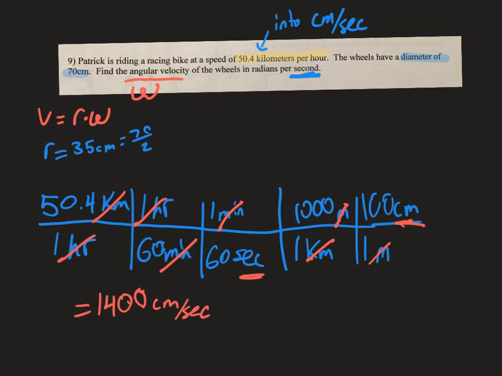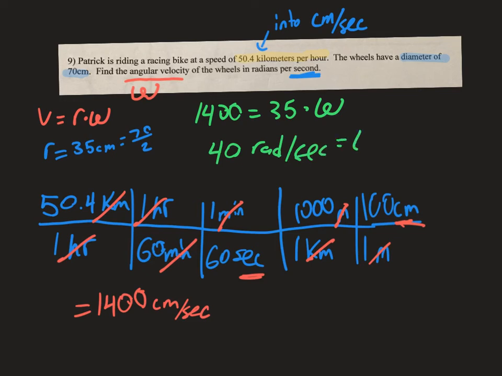Once we've got that centimeters per second down, we're just going to plug it back into the formula up at the top that we came up with. We already know our radius, and we now know the velocity, so we've got 1,400 equals 35 times the angular velocity. If we divide this, we get that 40 radians per second is the angular speed.